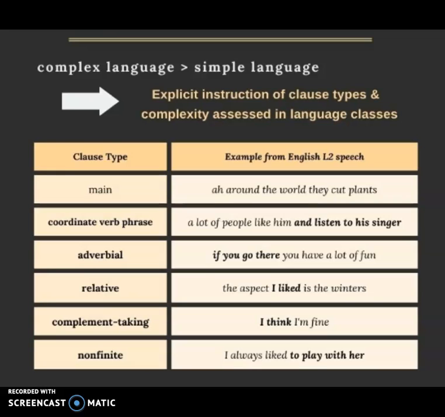Notice that to play with her is serving as the object of the verb like, and in this case it's an infinitive, to play with her. And non-finite clauses also could be a gerund, like I liked playing with her. So those are the 6 clause types reviewed in the article.